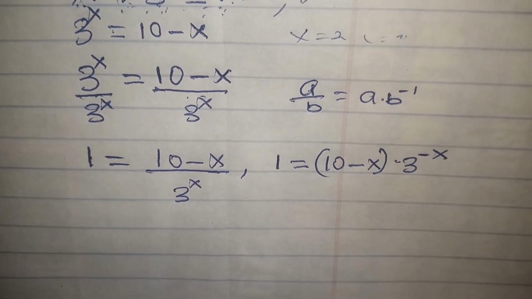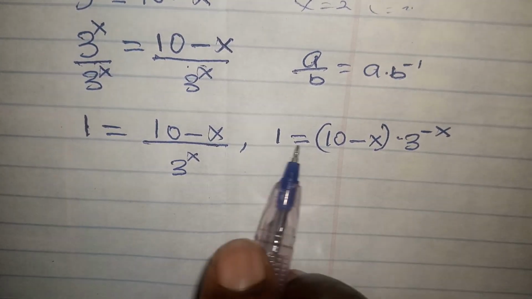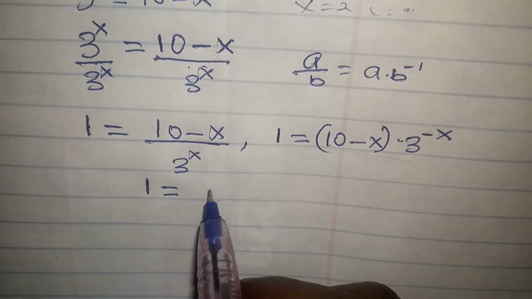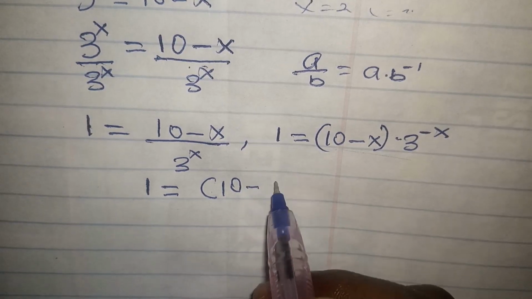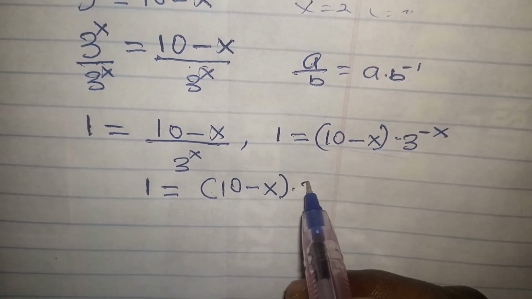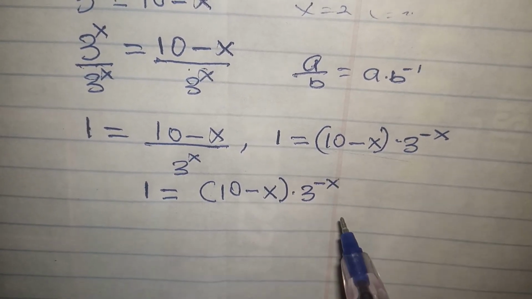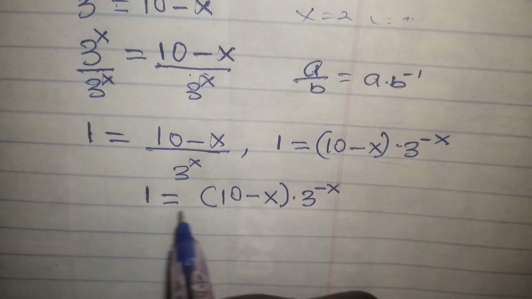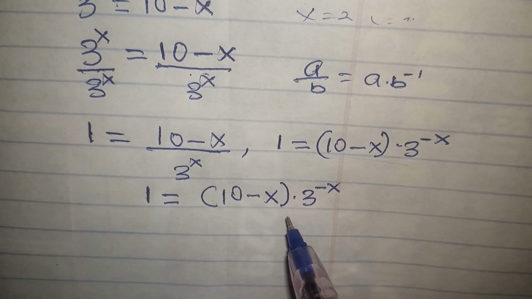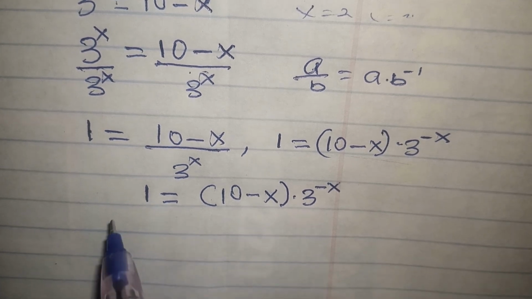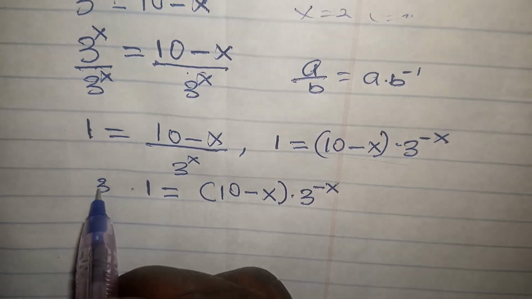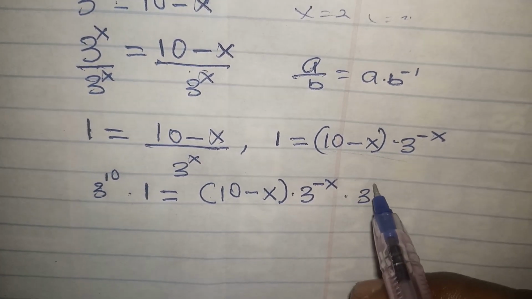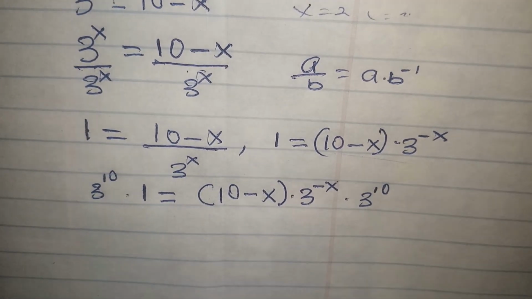Okay, from this point, we can simply write the whole of this by saying 1 equals open bracket 10 minus x close bracket times 3 to the power of minus x. Okay, so the next thing we can do again is multiply both sides of the equation by 3 to the power of 10, so times 3 to the power of 10.